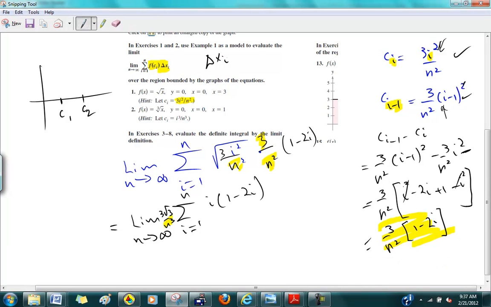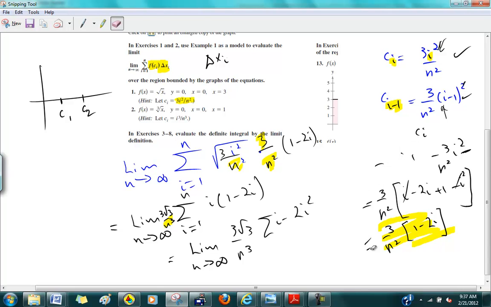Doing the algebra, you get this is equal to limit n goes to infinity of 3 root 3 over n cubed, sigma of i minus 2i squared. Can I erase this stuff so that it doesn't come in my way?